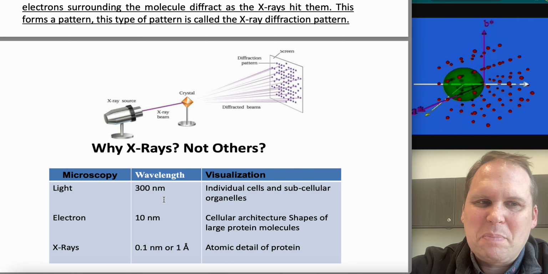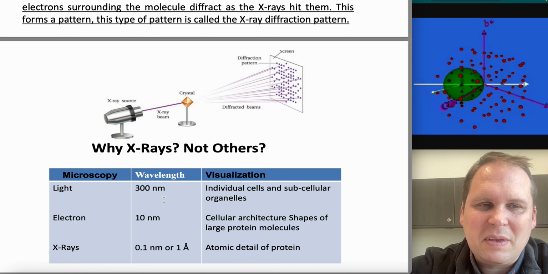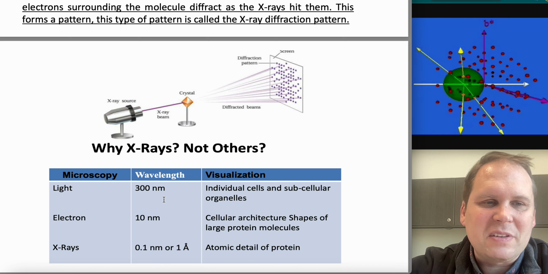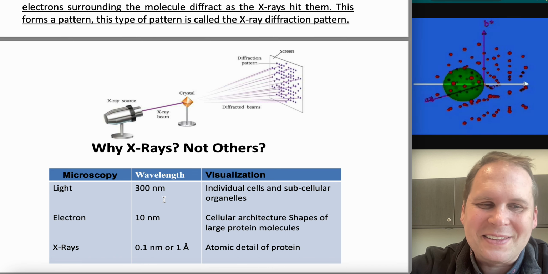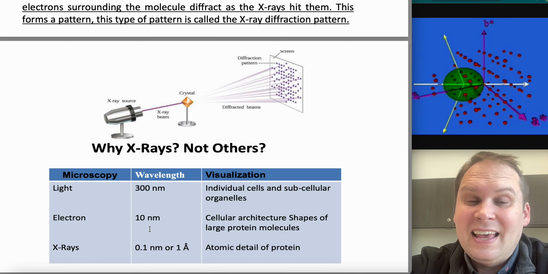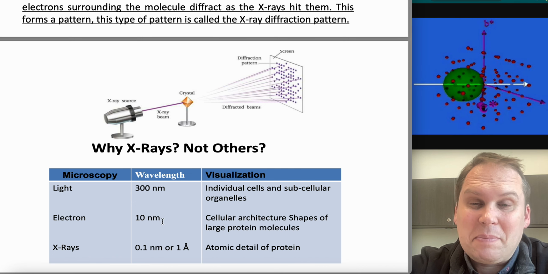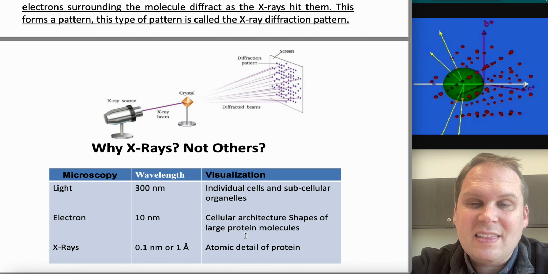And a protein is much smaller than 300 nanometers. Like a big protein will be, I don't know, 50 or 100 nanometers. So you couldn't do any better than yes or no, I ran into a protein. With light. Electrons, about 10 nanometer wavelength, but they do some interesting things.